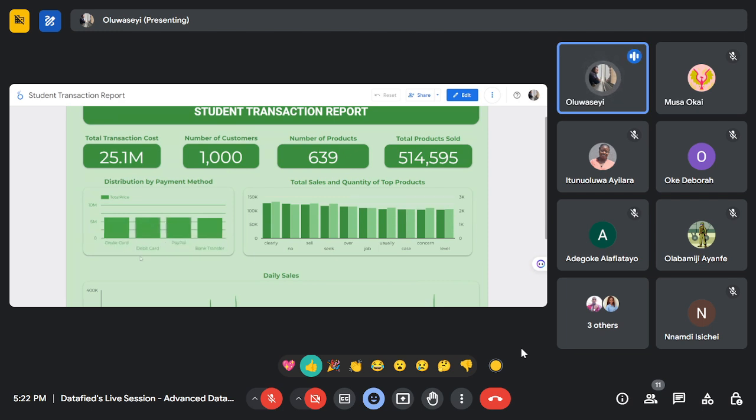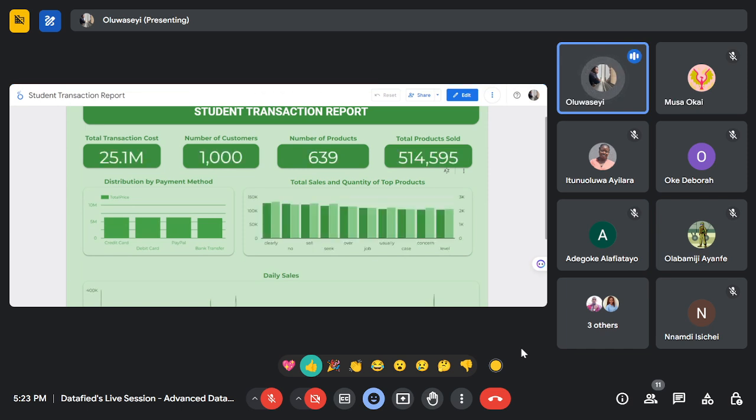Now, distribution by payment method, I realized that there's not so much difference between the four payment methods: the credit card, the debit card, the PayPal, and the bank transfer. Bank transfer seems the lowest, but trust me, the difference among these is not so much. So I'm not bringing any information out of that. It's clear that the customers are not necessarily having issues with payment, because these are almost equal.